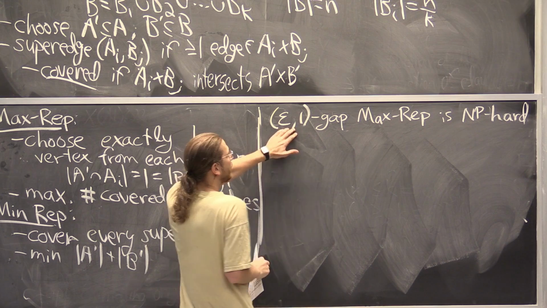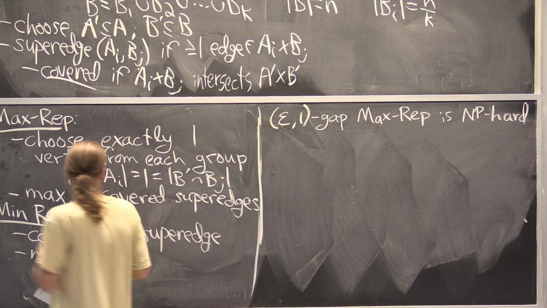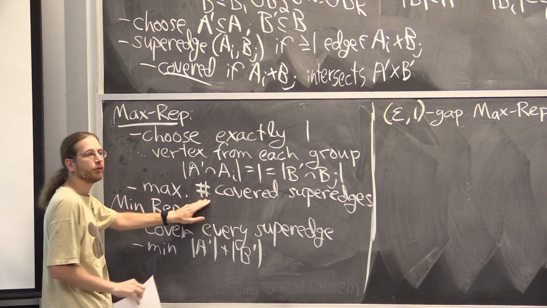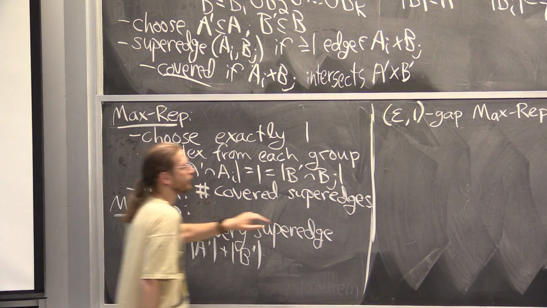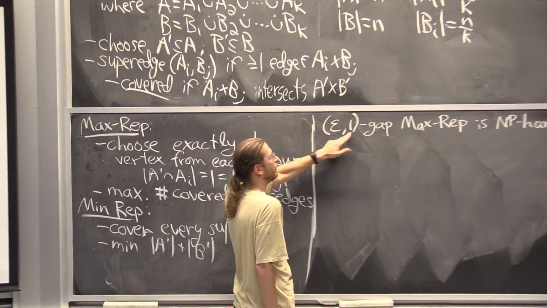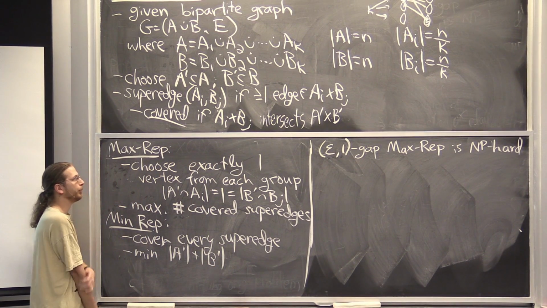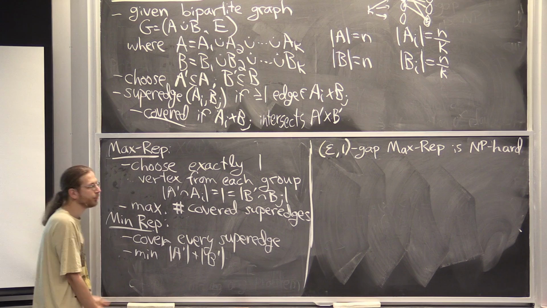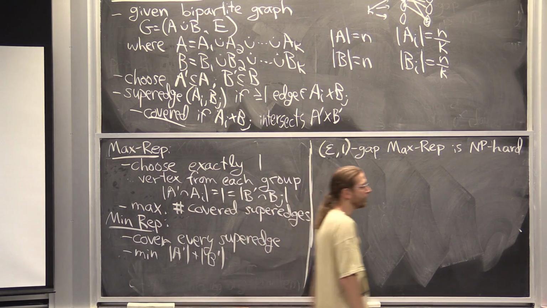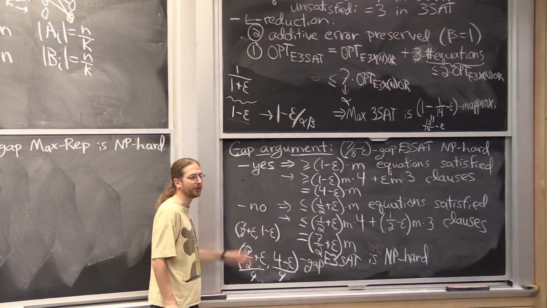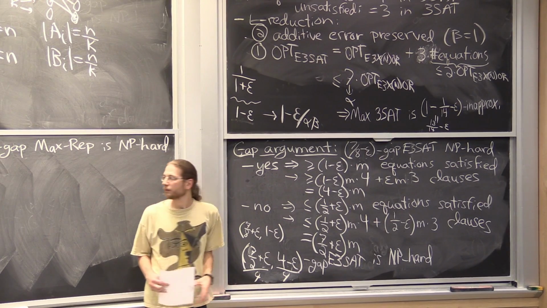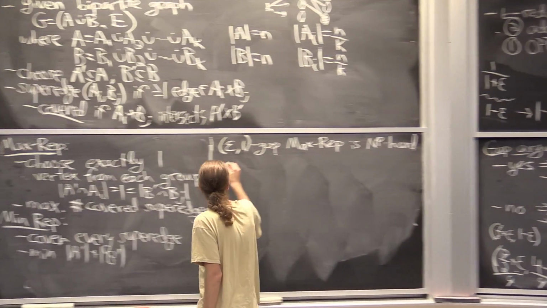So what I mean by this is, in the best situation, you cover all of the super edges. So the 1 means 100% of the super edges are covered. Epsilon means that at most an epsilon fraction of them are covered. So that problem is NP-hard. This is a bit stronger than what we had before. Before we had a particular constant, comma 1 or 1 minus epsilon or something. Here, for any constant epsilon, this is true.